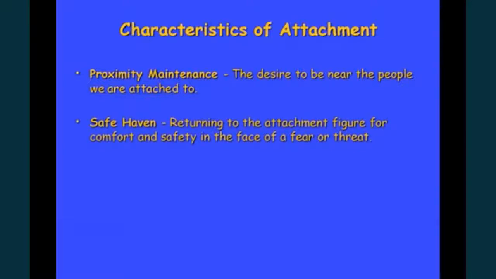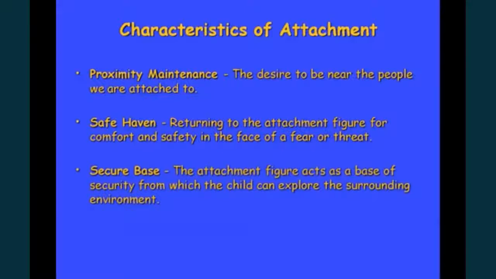Safe haven is returning to the attachment figure for comfort and safety in the face of fear or threat. So if something scares or frightens a child, they're more likely to run to the caregiver or parent. Secure base. The attachment figure acts as a base of security from which the child can explore the surrounding environment. So children run off to explore their world and make their world bigger, but they always come back to the carer or parent afterwards. They come back to a secure base.